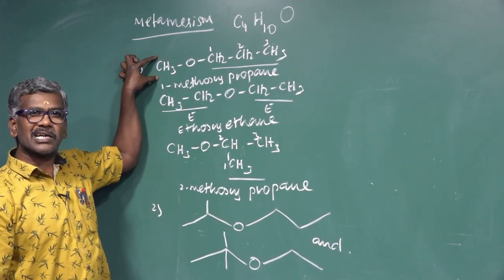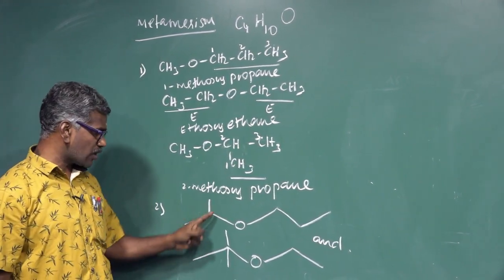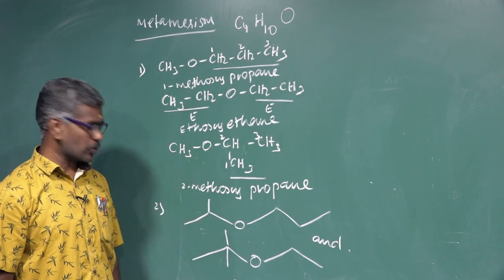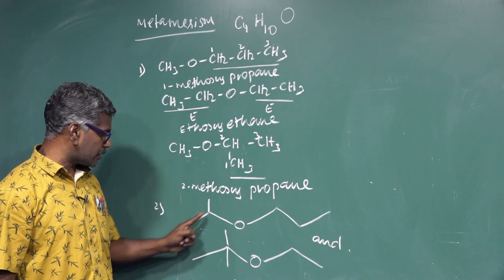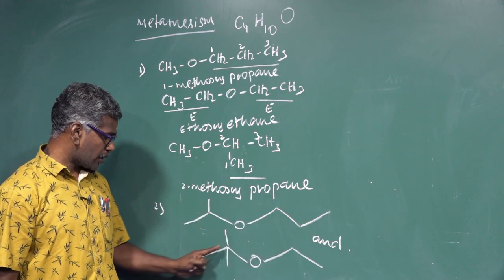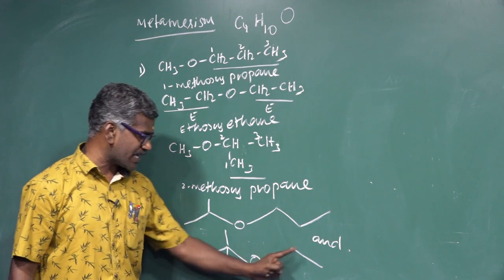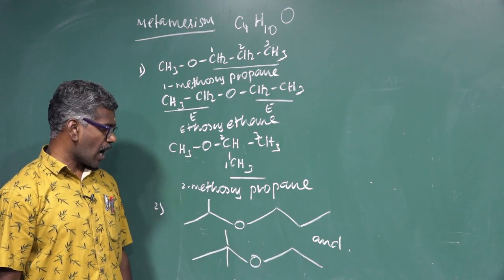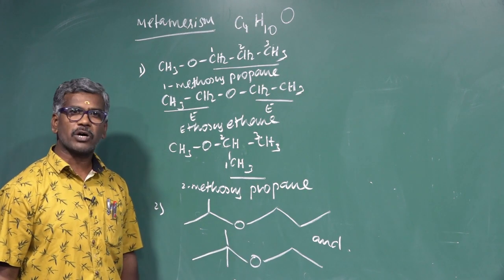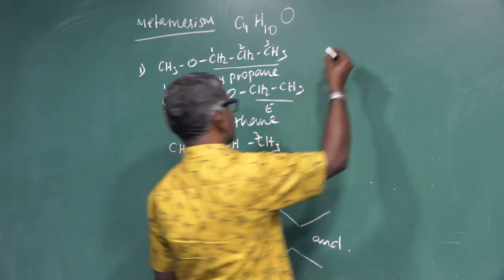This one is the condensed form, and this one is the bond line structure. Both have the same functional group. Here the common carbons are 1, 2, 3, 4, 5, 6 carbons, and here also 1, 2, 3, 4, 5, 6 carbons. The common oxygen is 1 oxygen in each. This is one example for metamerism. Another one.